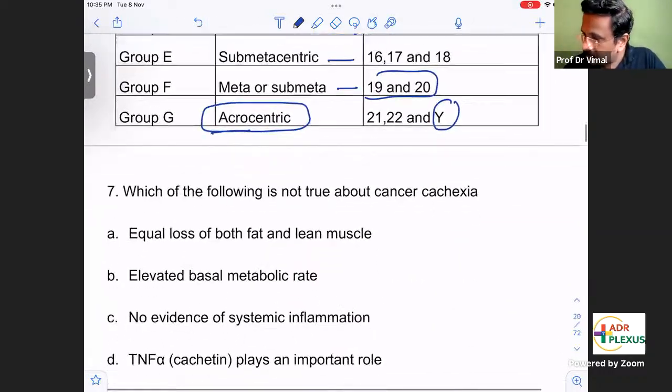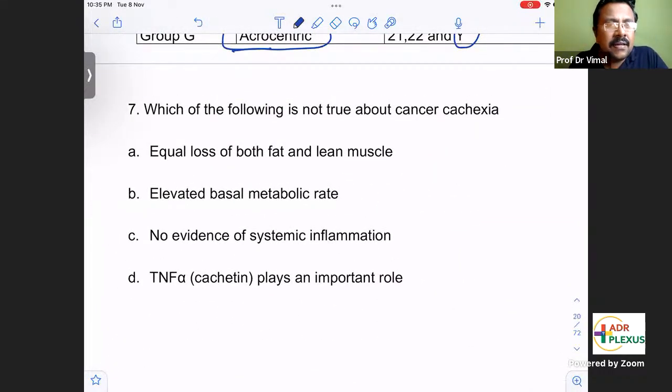Okay. Then the next question, which of the following is not true about cancer cachexia? Cancer cachexia, that is a terminal illness of the cancer. Which of the following is not true? Equal loss of both fat and lean mass, muscle, elevated basal metabolic rate, no evidence of systemic inflammation, TNF alpha cachectin plays an important role. Yes, what is the answer for this question?